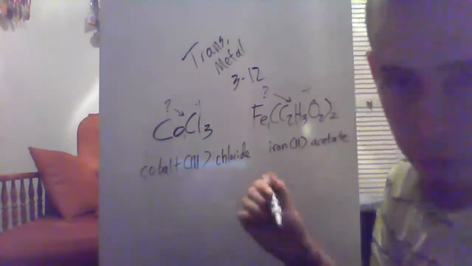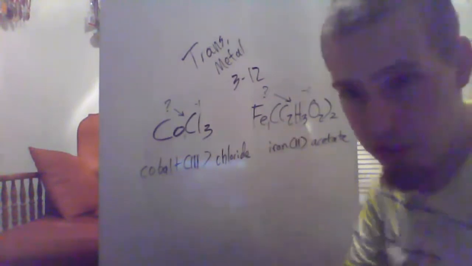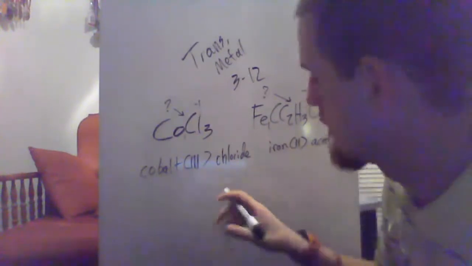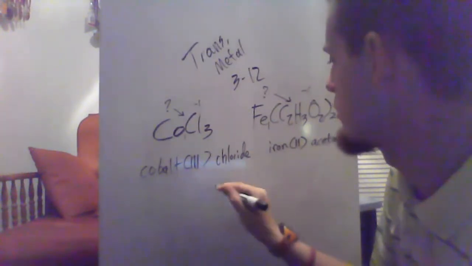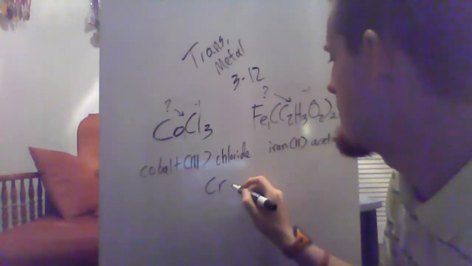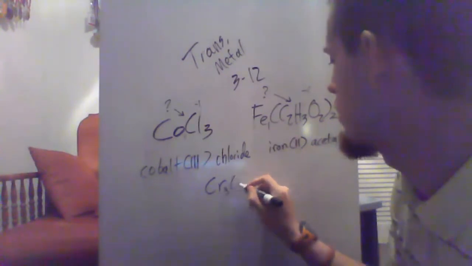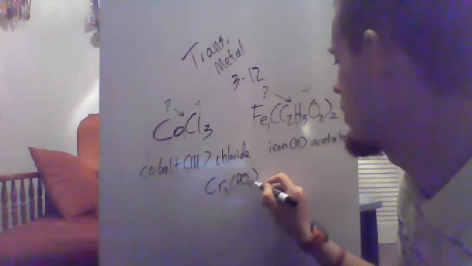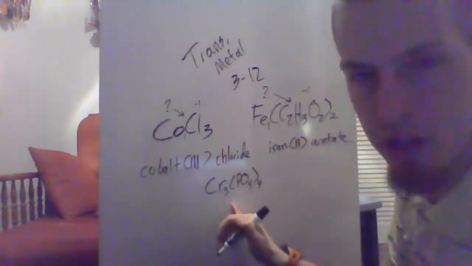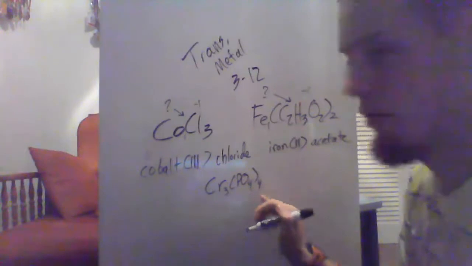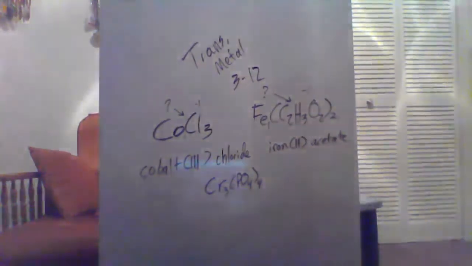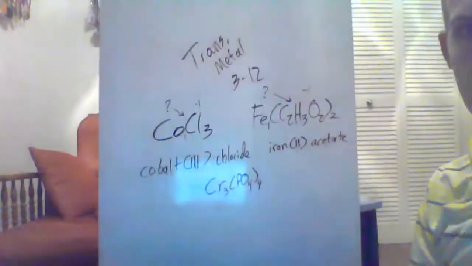Okay, I'm going to give you guys one. You guys type in your answer on this. You guys have parentheses. Try this one, okay? Let's go with this. Cr3(PO4)4. What's this? Cr3(PO4)4. Take a second. What's that going to be?